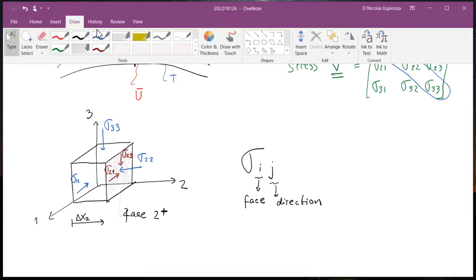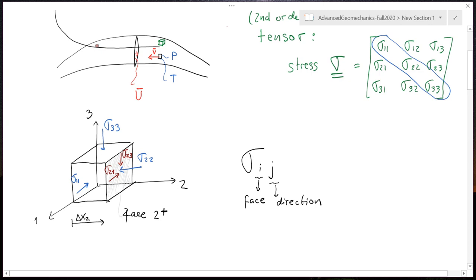If we continue with the shear stresses, here we're going to have sigma 3 in direction 2, and this is going to be the shear stress sigma 3, 1, and on phase number 1, this is going to be sigma 1, 3, and this one is going to be sigma 1, 2.